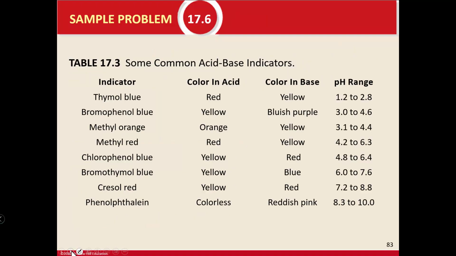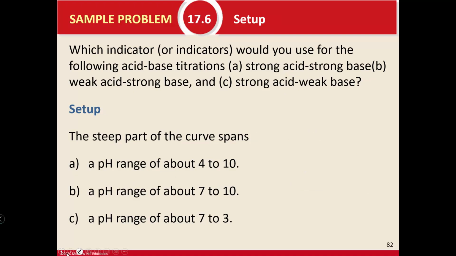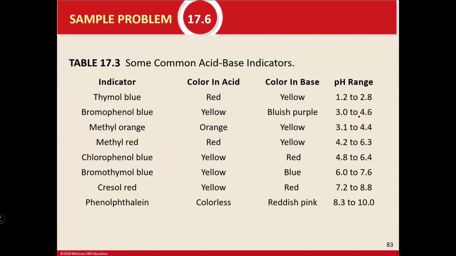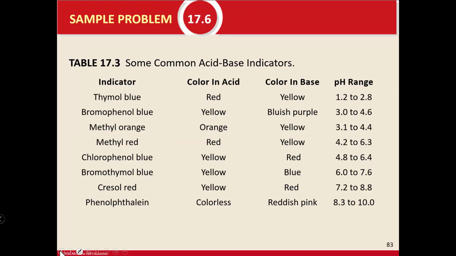All right, so we're looking at this. I'm not asking you to memorize it, just be able to interpret it. Most indicators, with the exceptions of thymol blue, bromophenol blue, and methyl orange, would work. So let's go back. It says the pH ranges from 4 to 10. Thymol blue wouldn't work, right? This is happening way before that. And then they're telling you that cresol red would not be the best choice as well. Let's go back and see where bromophenol blue is. 3 to 4.6, and our pH is 4 to 10. Yeah, this is happening before we even get to 4, right? So that's why you wouldn't use that.